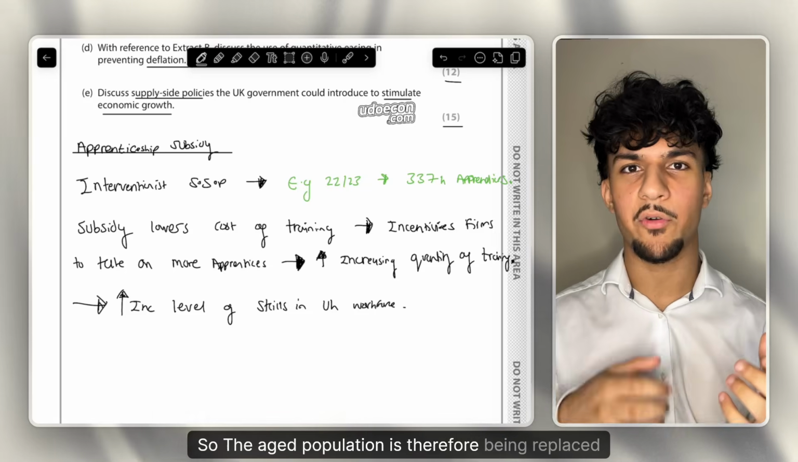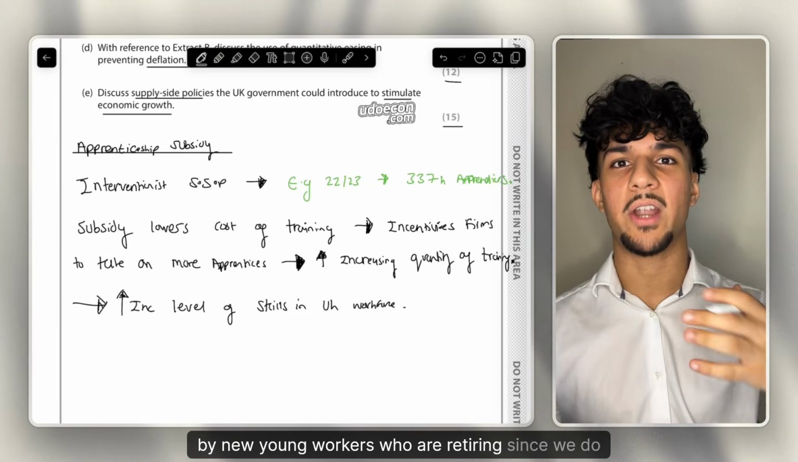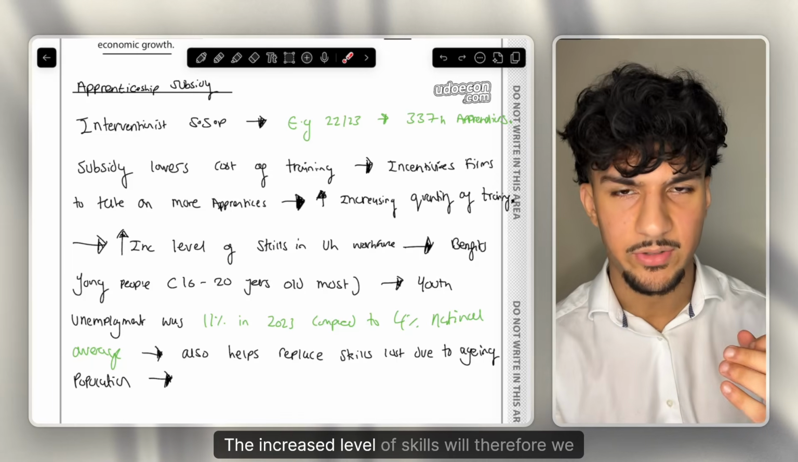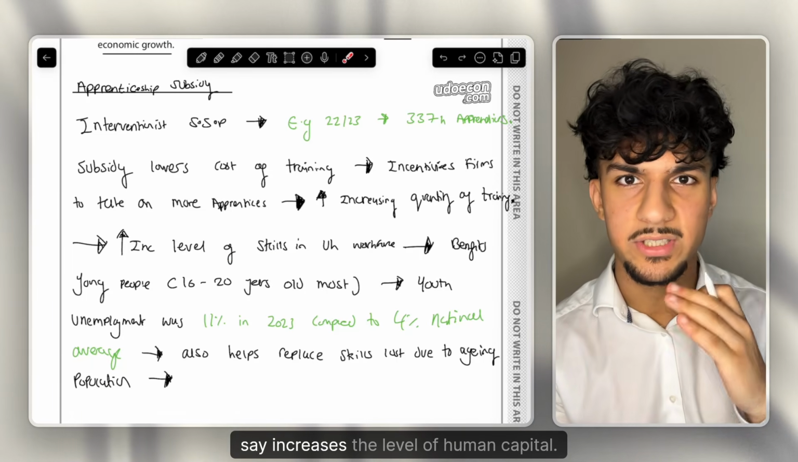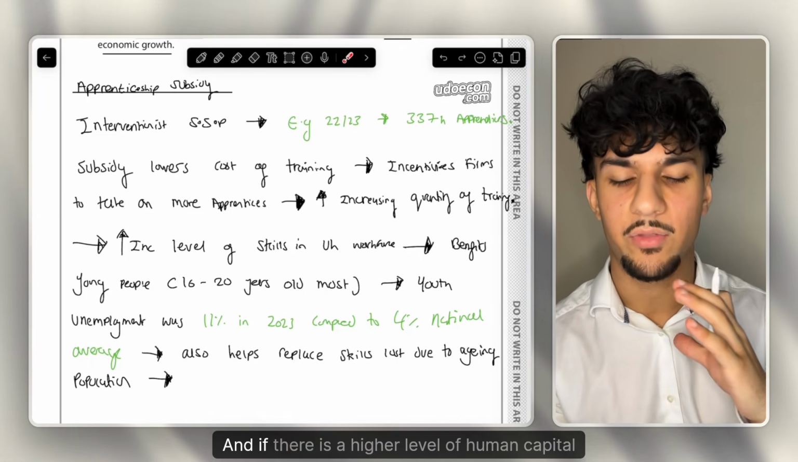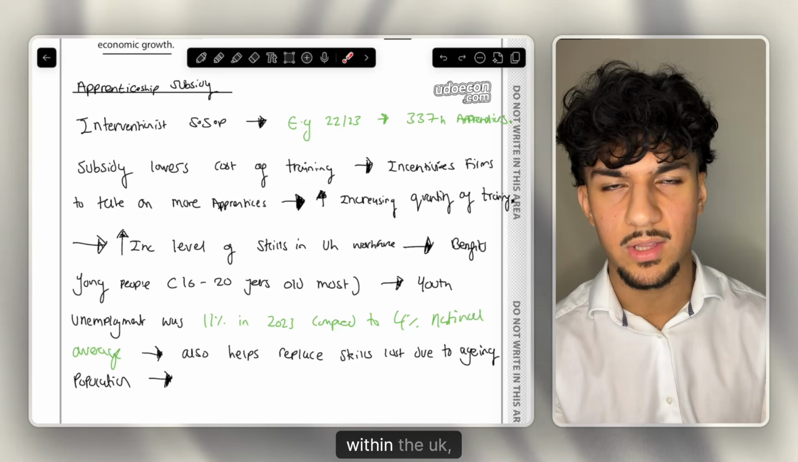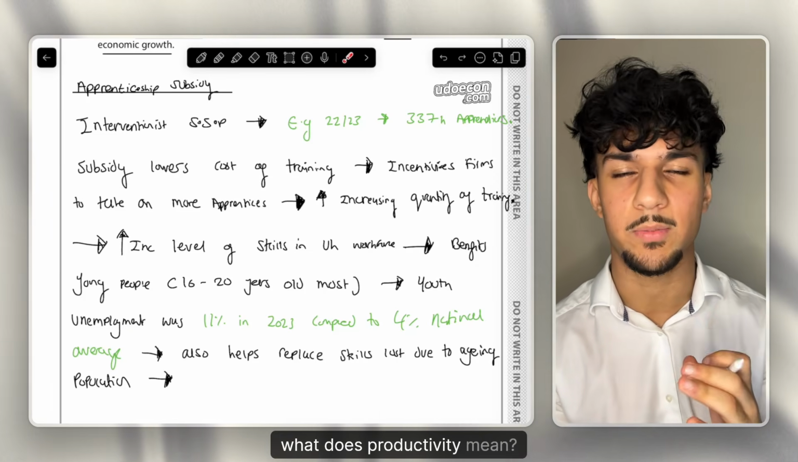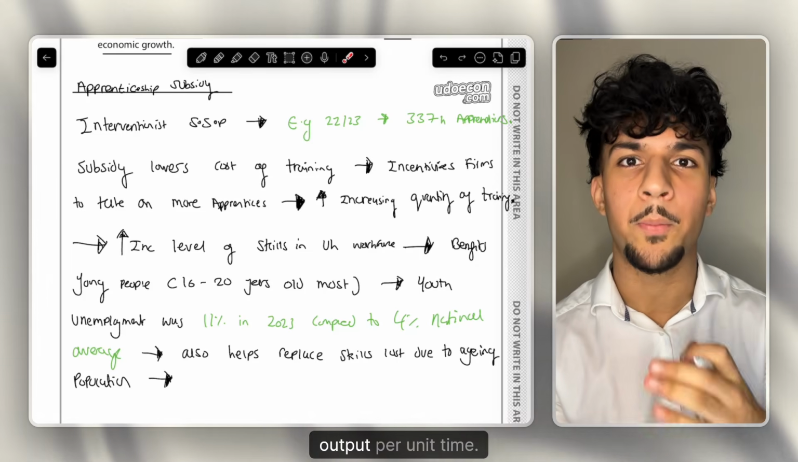The aging population is therefore being replaced by new young workers, since we do have an aging population crisis. Now back to the main chain of analysis. The increased level of skills will therefore, we say, increase the level of human capital. And if there is a higher level of human capital within the UK, it means there's an increase in productivity. And what do I always say? What does productivity mean? It's output per unit time.